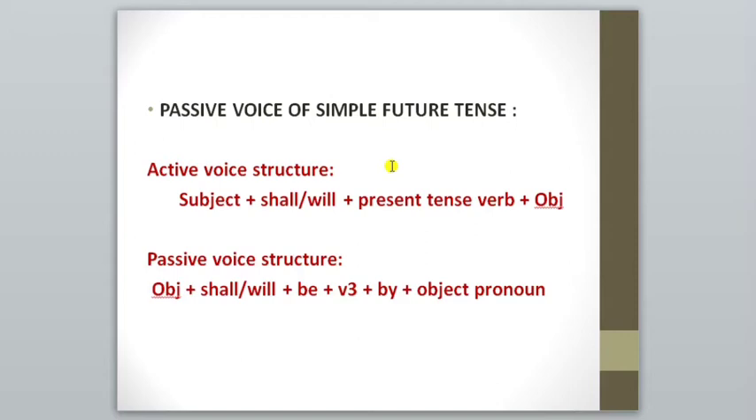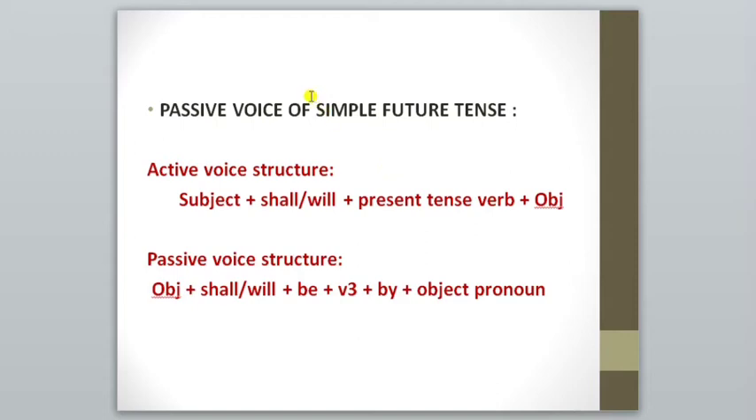Similarly, in present tense our fourth tense is there, present perfect continuous tense. That tense also can't be converted into passive voice. In the same way, past perfect continuous tense, we can't write down the passive voice of past perfect continuous also. In short, we can't write down the passive voice of how many tenses? Four tenses. Present perfect continuous, past perfect continuous, future continuous and future perfect continuous.